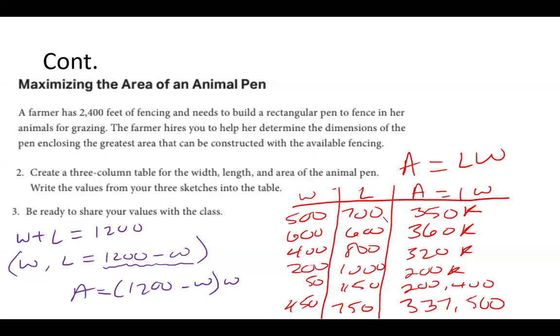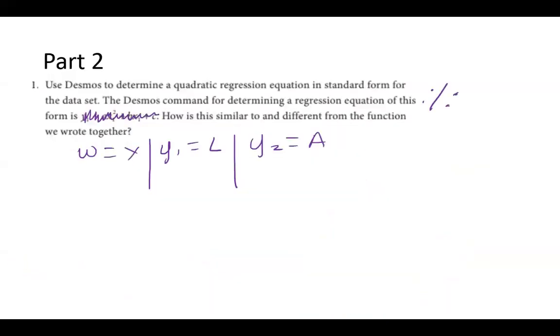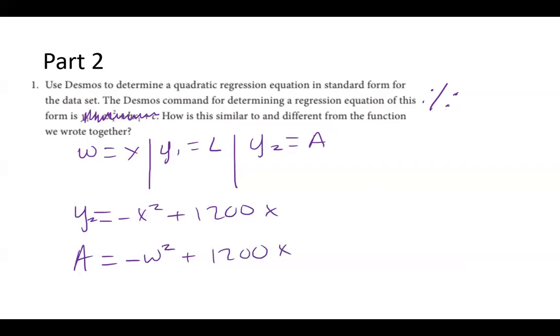Okay. So we're going to come back over here and we're going to talk about our problem, what we got. So we got that our y equals negative x squared plus 1200x, right? For this problem, our y and our x. Our y was y2, right? And that's our area. So area equals, our x was our what? Width, our w, right? So this area equals negative w squared plus 1200x. And that would be our model.